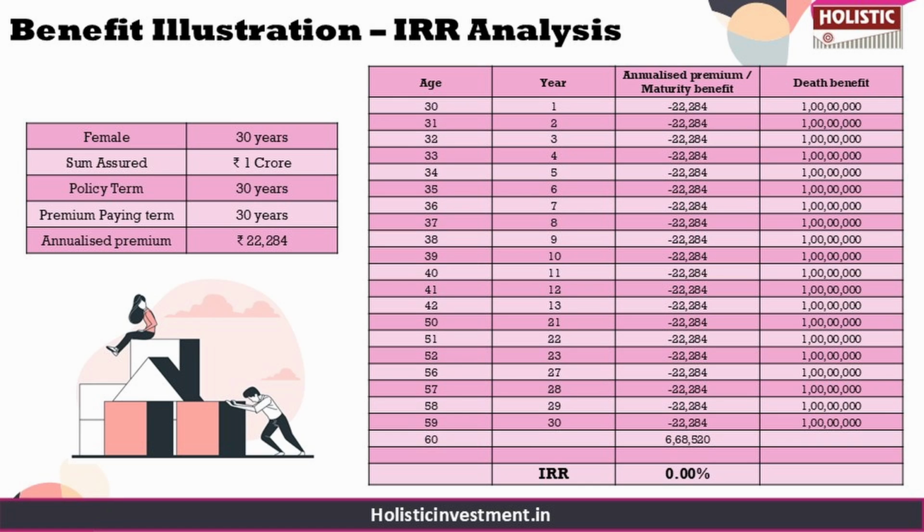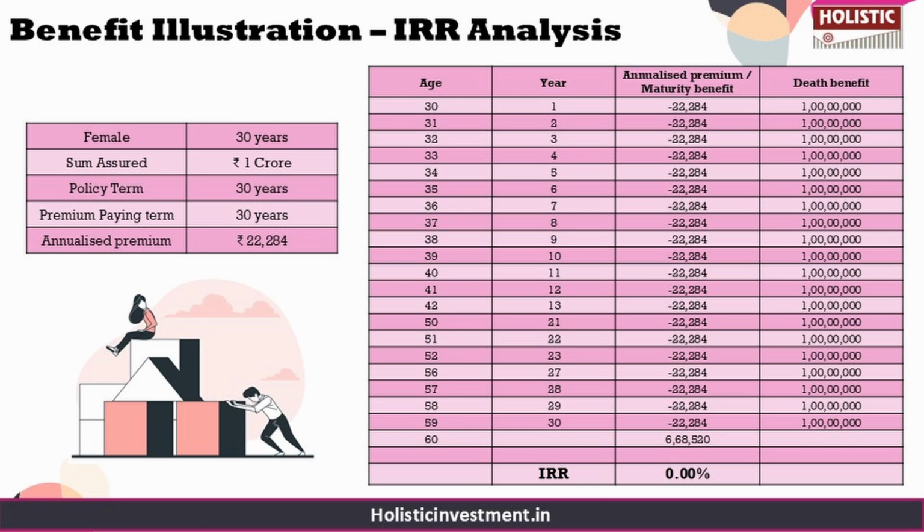For calculation, let us assume that Ms. Sharma, a 30-year-old corporate worker, chooses this policy for a life insurance coverage of 1 crore over 30 years. She pays the premiums regularly. Her premium for this life cover is 22,284 rupees per annum. So the total premium paid for the 30 years amounts to 6.68 lakhs. This amount is returned at maturity.